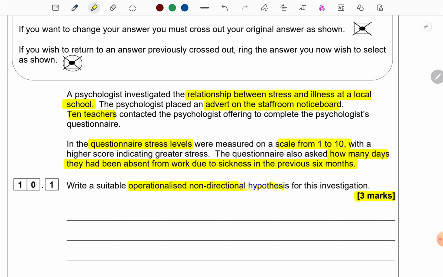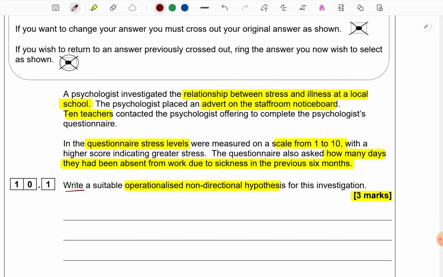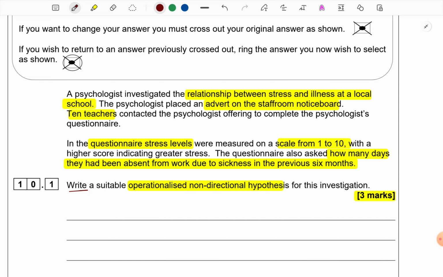This question has come for 3 marks. Anytime we have a question, first we should note the command term. It is just write. That means we need not explain what is a non-directional hypothesis or anything related to that. They just want us to state the hypothesis. Neither must we evaluate. No strengths, no weaknesses required. Then we should look at the marks. The marks are coming from the question directly. They want us to write an operationalized non-directional hypothesis.